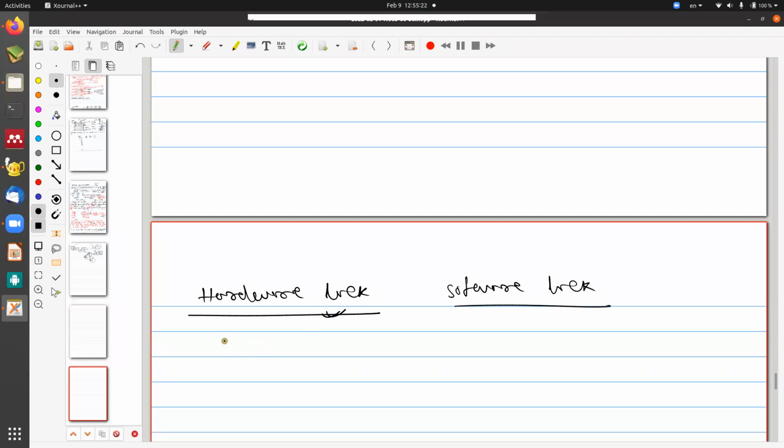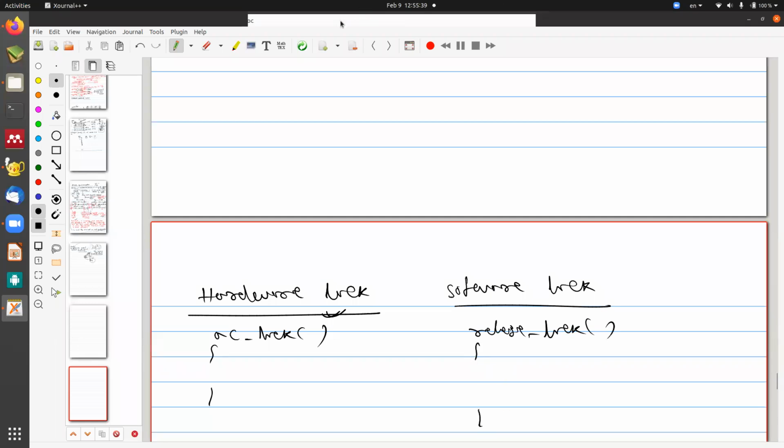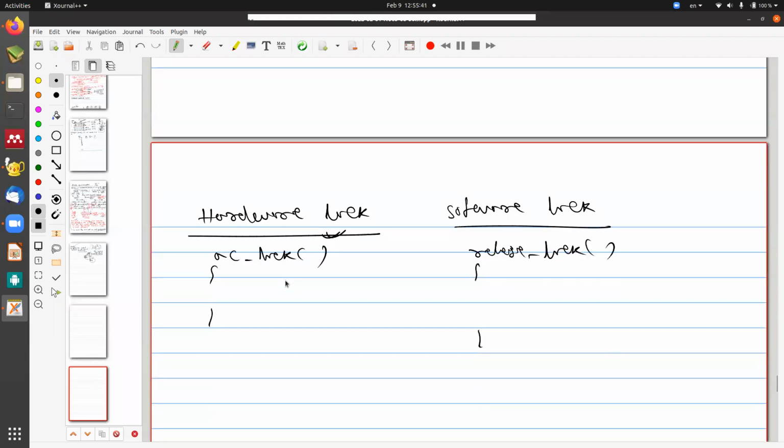Then what do you want to prepare? I want to prepare an acquire lock, and also I have to prepare a release lock. So to make a critical section proper, I need two things basically. One is the acquire lock. First, it has to be entered through acquire lock. Once it is entering, then it has to come out by release lock.